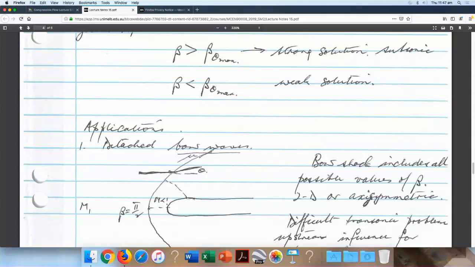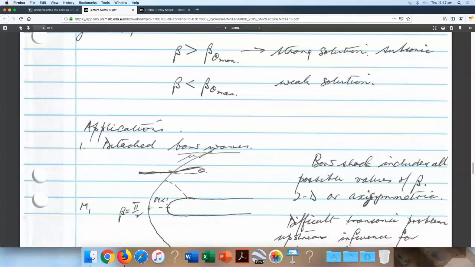So because of this stagnation point here, the streamlines have to diverge, but if it remains supersonic, the Mach number would go up, and that's not right. The Mach number can't go up. The Mach number has to go down. So there must be a normal shock. So right here, beta is pi on 2, and you have a normal shock wave.